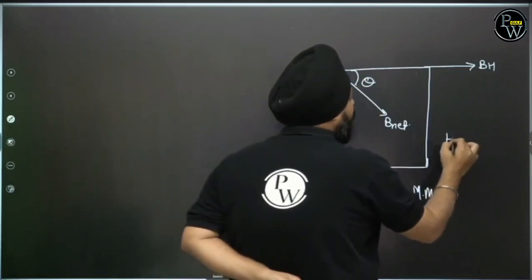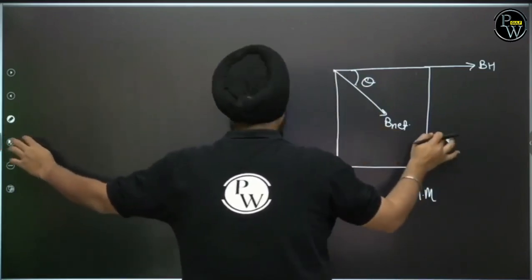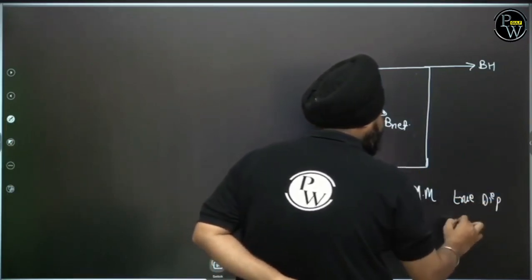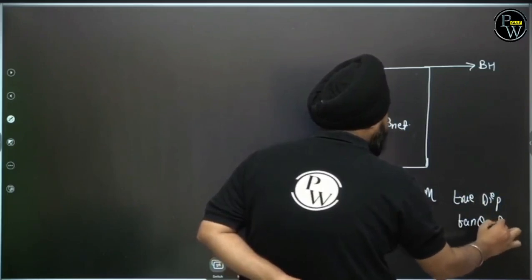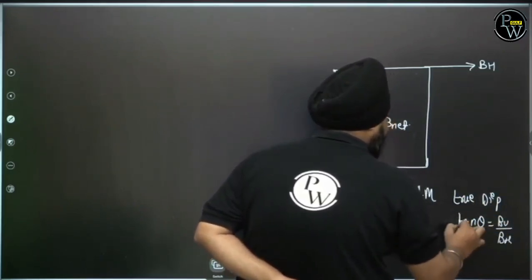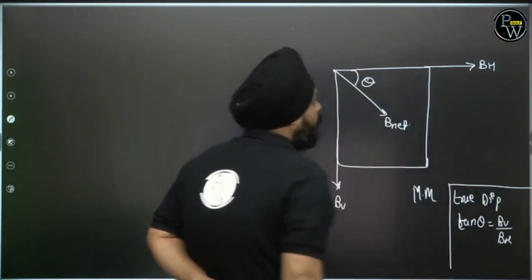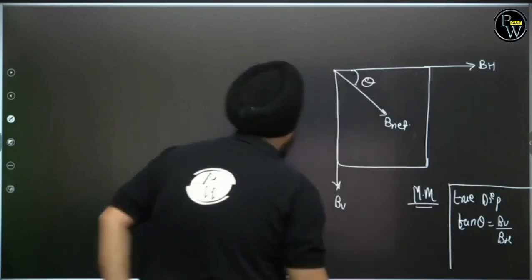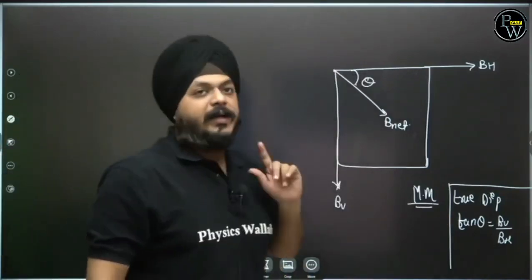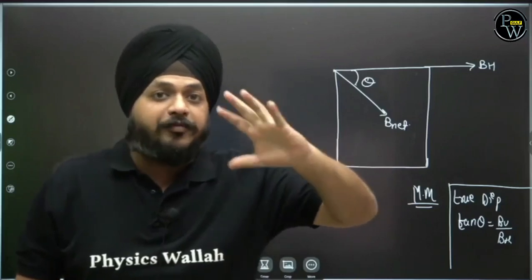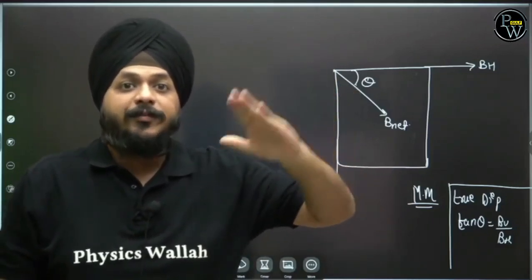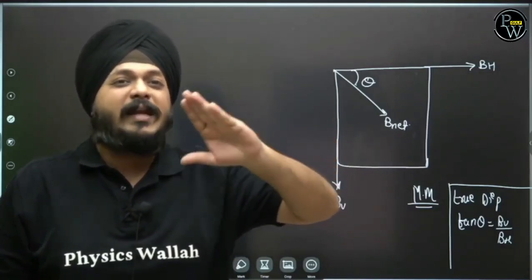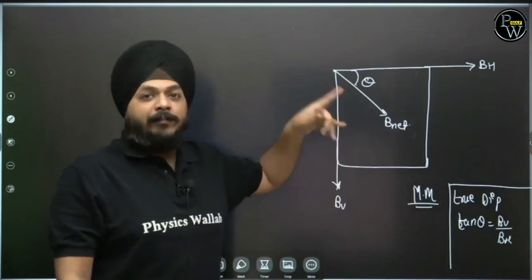Here I am going to write the definition of the true dip: tan theta equals the vertical component divided by the horizontal component of the magnetic field. Here MM stands for magnetic meridian. Now, the apparent dip comes when one plane is at an angle with respect to the magnetic meridian.